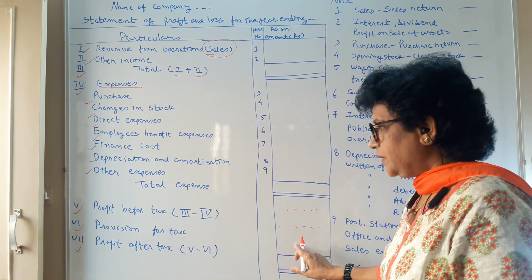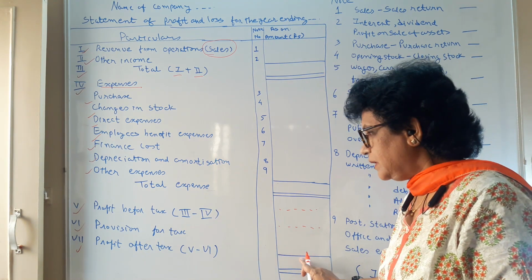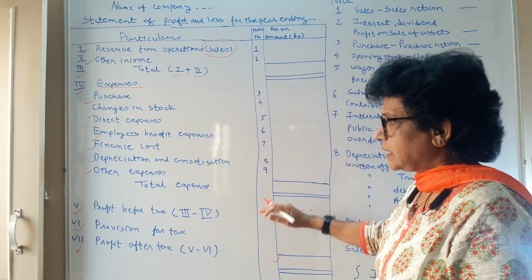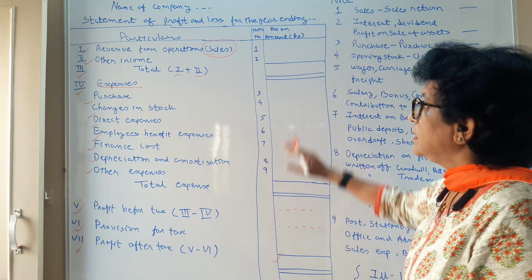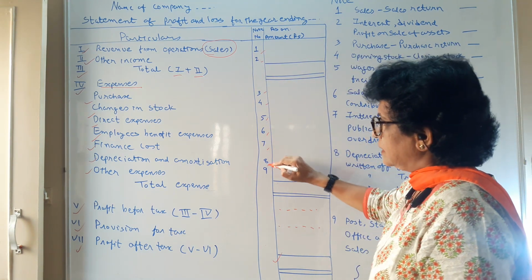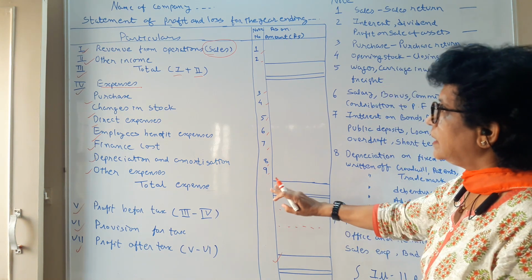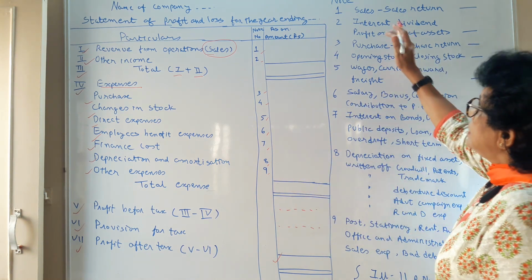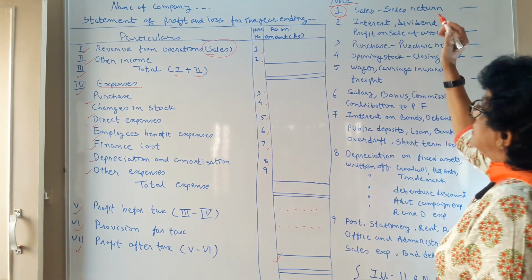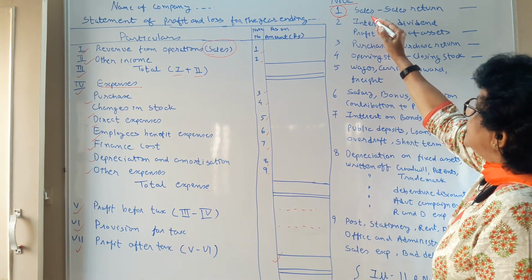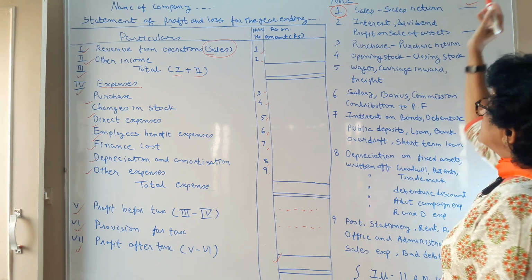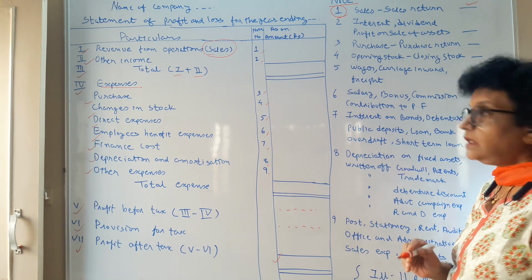So the final figure is your profit after tax. In this manner, the profit and loss account of companies is to be done. Now you have observed here that the note numbers are written. Which items will come in the notes? Here in the notes, the very first note is number 1, sales. The sales figure will be derived as sales minus sales return, that is the expression in note number 1.